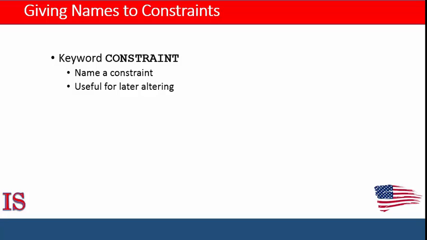A constraint may be given a constraint name following the keyword CONSTRAINT. The names of all constraints within a particular database must be unique. A constraint name is used to identify a particular constraint in case the constraint must be dropped later and replaced with another constraint. Giving names to constraints is optional, but it is considered a good idea.